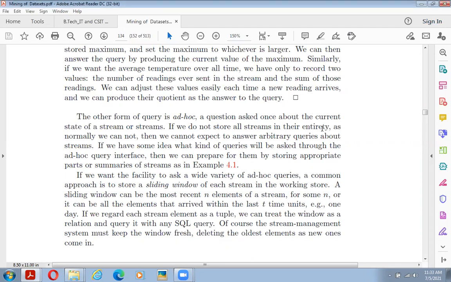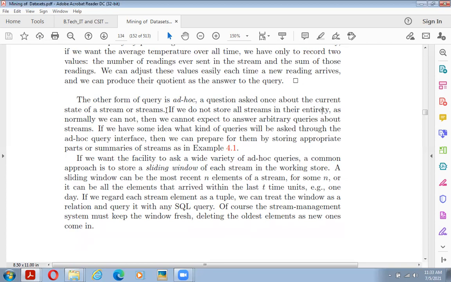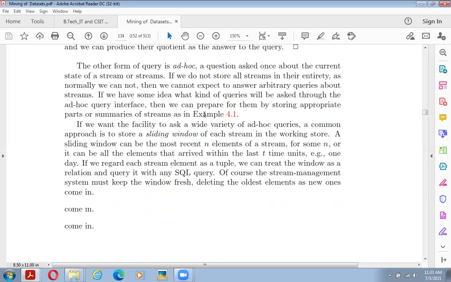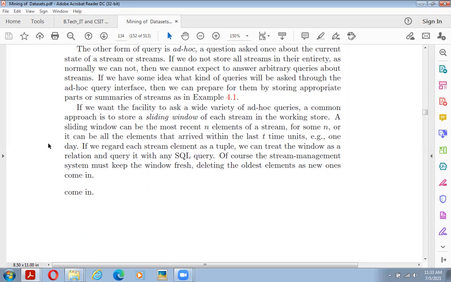An ad hoc question asks about the current state of the stream or streams. If we do not store all streams entirely, which normally we cannot, then we cannot expect to answer arbitrary queries about the streams. If we have some idea of what kind of queries will be asked of that query interface, then we can prepare by storing appropriate summaries of the streams. What we really do in practice is use the sliding window concept.